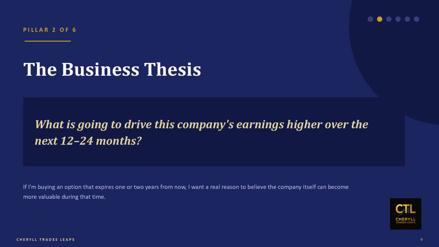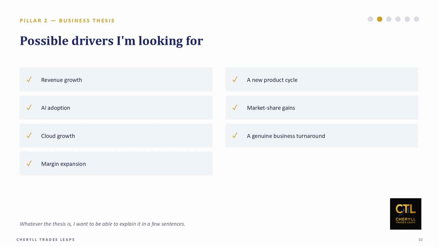Pillar 2, the business thesis. This is where my LEAPS strategy becomes very different from short-term technical trading. I'm not buying a stock just because a candle looks good. If I'm buying an option that expires 1 or 2 years from now, I want a reason to believe the company itself can become more valuable during that period. I ask, what is going to drive this company's earnings higher? Is that revenue growth, AI adoption, cloud growth, margin expansion, a new product cycle, market share gains, a business turnaround?